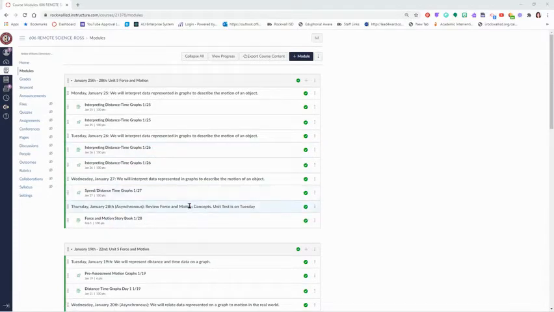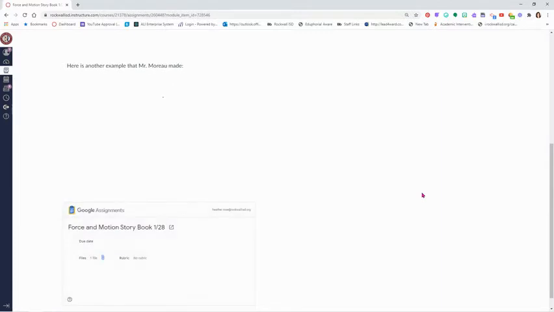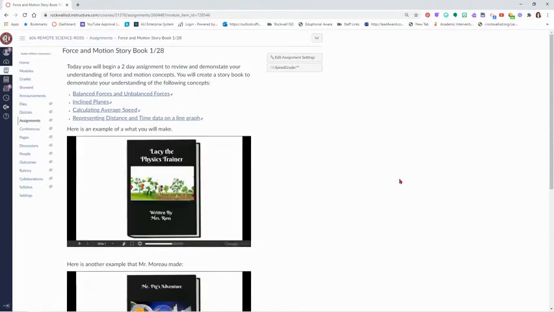Remember yesterday I talked about how we started this unit way in December. It's a big, ginormous unit, and we're going to test on it next Tuesday. So starting today, you're going to be working on a force and motion storybook. I went over all of this yesterday, so I'm just going to briefly go over it again. Some of you may be ready to go and already working on your book, though.